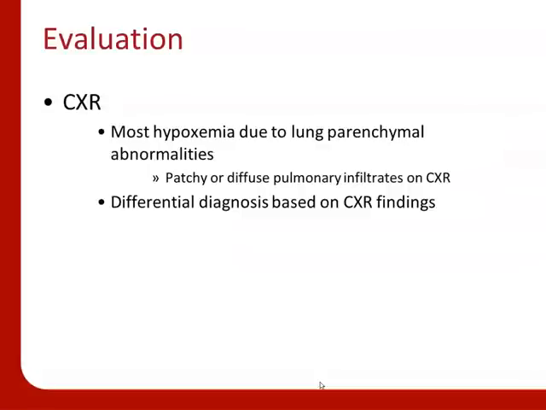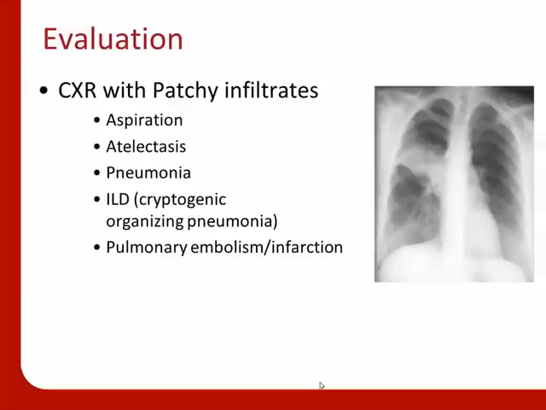Chest X-ray helps you try and figure out what's going on. Typically, it's divided into things that have pulmonary parenchymal involvement and things that have a relatively clear chest X-ray. So when you see a chest X-ray with patchy infiltrates, as you all know, you worry about aspiration or atelectasis or pneumonia. You worry about some type of interstitial lung disease, such as organizing pneumonia or various kinds of fibrosis. Pulmonary embolism or pulmonary infarction can give you patchy infiltrates as well.